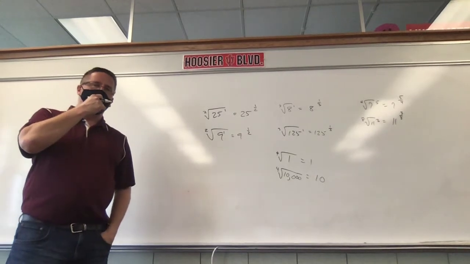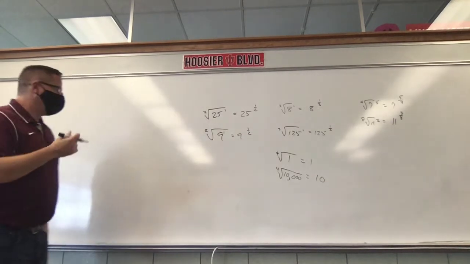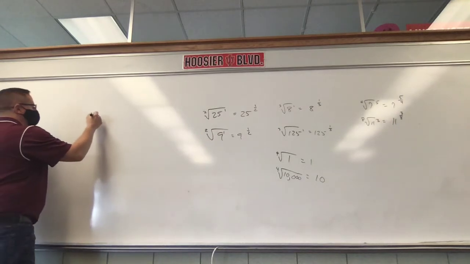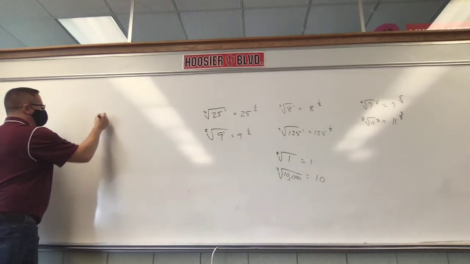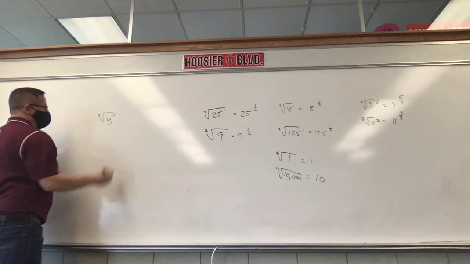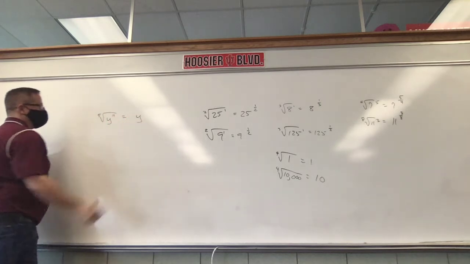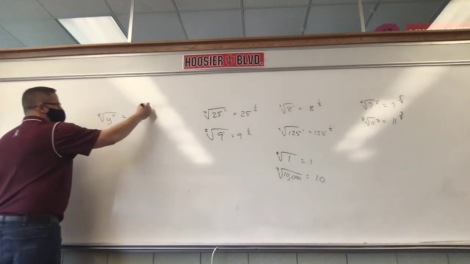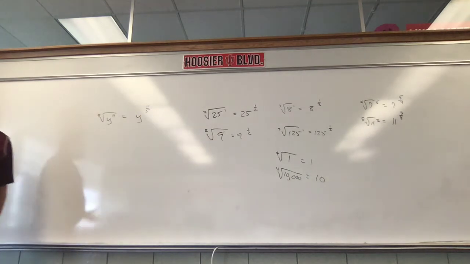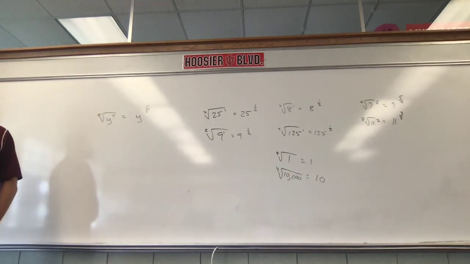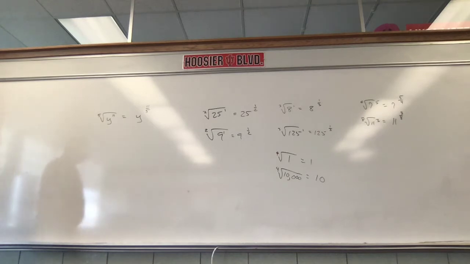I told you guys I'm going to show you another way that you could do it, okay? If I said rewrite this, the 5th root of y to the 11th, what would that be? Y to the what power? 11/5. I'm going to say something, and I think most of you are going to go, huh? But some of you are going to go, oh, I see it. I don't see it, okay?